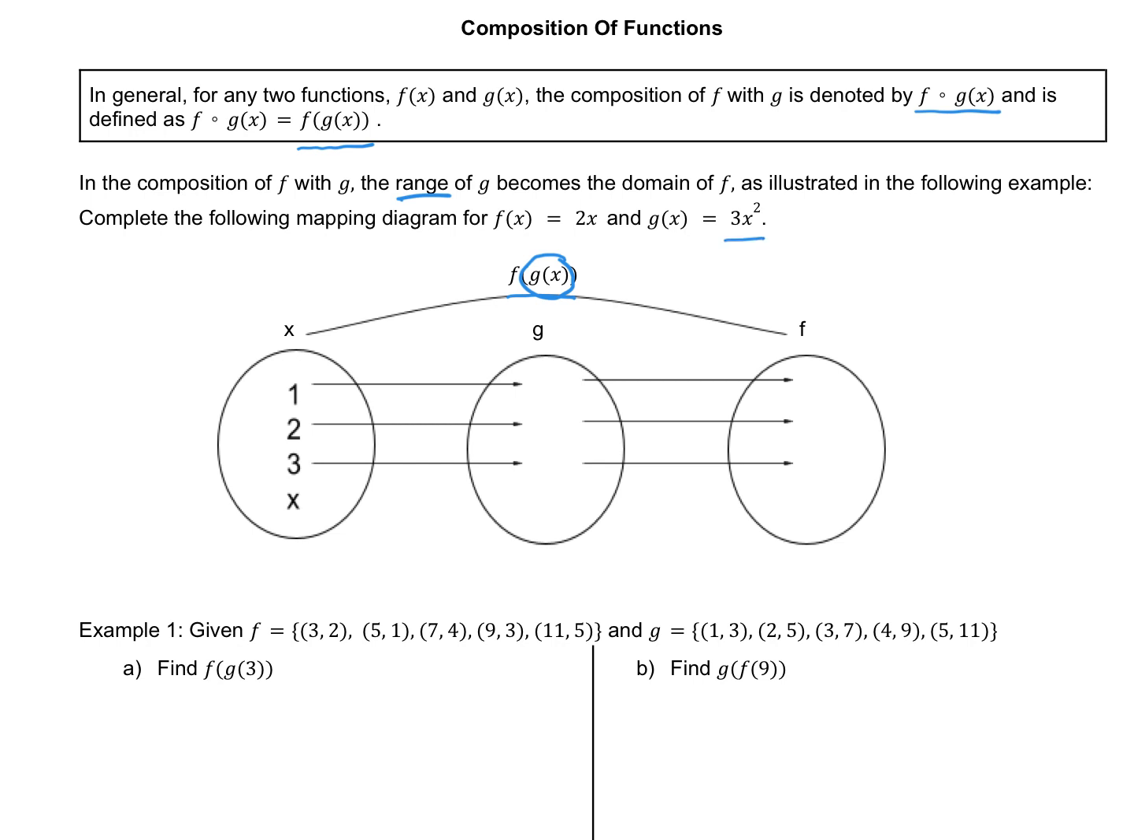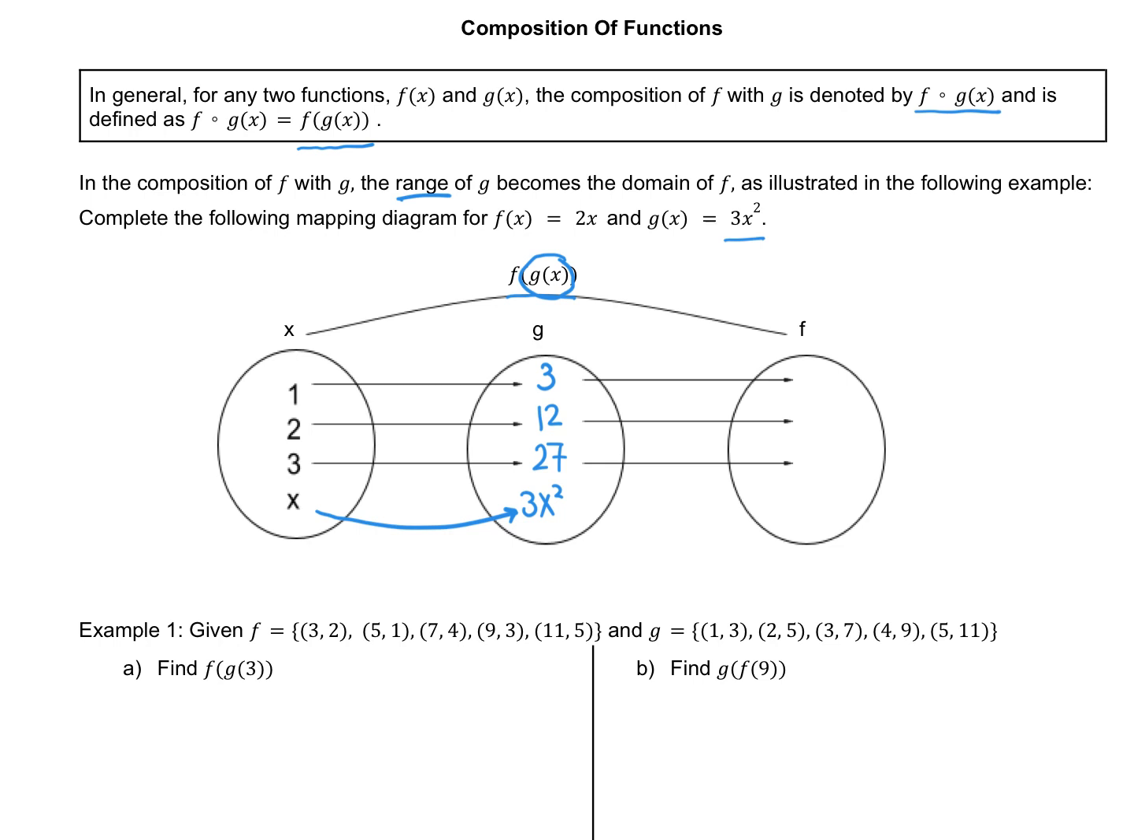Well, g of x is equal to 3x squared. So I'm going to take each of the x values and put them into 3x squared. When x is 1, 1 squared is 1, times 3 is 3. When x is 2, 2 squared is 4, and 4 times 3 is 12. When x equals 3, 3 squared is 9, and 9 times 3 is 27. So these are the y values, or the range, of g of x.